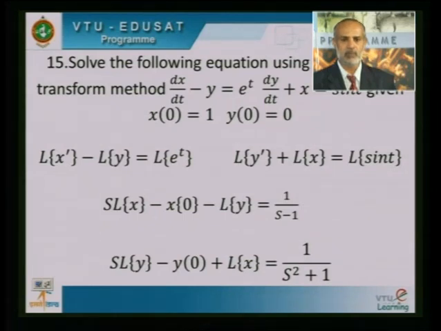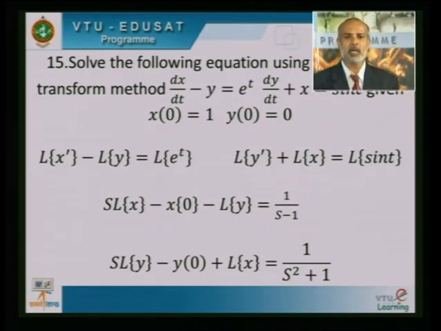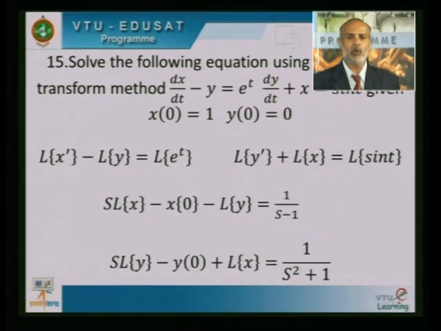Similarly, in the second equation, L of y dash can be written as s into L of y minus y of 0, plus L of x is equal to L of sin t, which is 1 divided by s squared plus 1. Now substitute the conditions x of 0 equal to 1 and y of 0 equal to 0. The first equation becomes s L of x minus 1 minus L of y is equal to 1 by s minus 1. Now x of 0 is 1, and minus 1 you can transfer, it becomes plus 1.